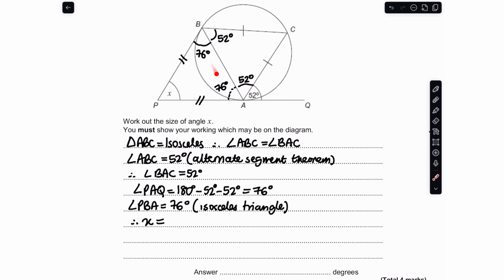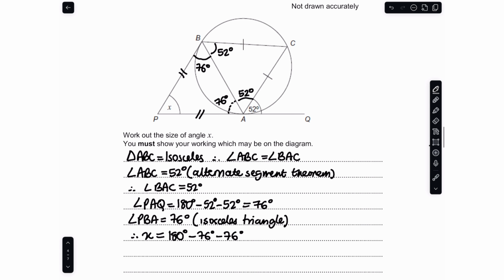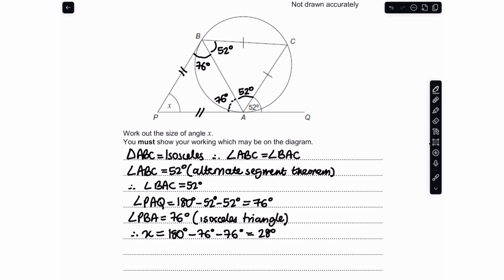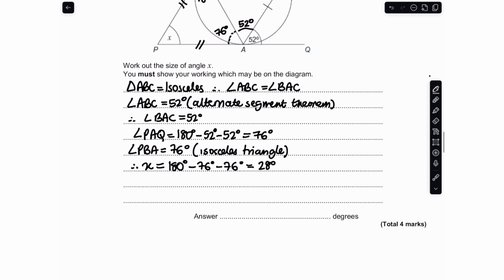You can add these two angles together and subtract that from 180 degrees. So angle X equals 180 degrees minus 76 degrees minus 76 degrees. 76 times 2, and you subtract that answer from 180, that gives you a value of 28 degrees. So the size of angle X is simply 28 degrees.